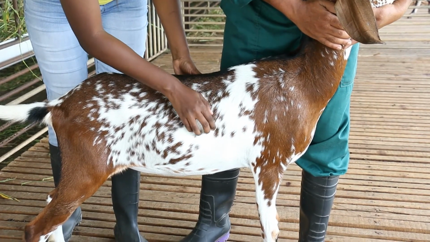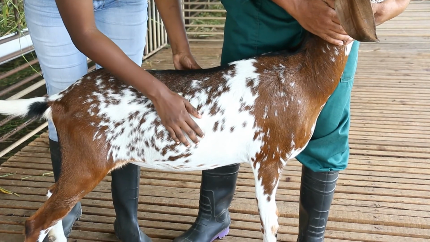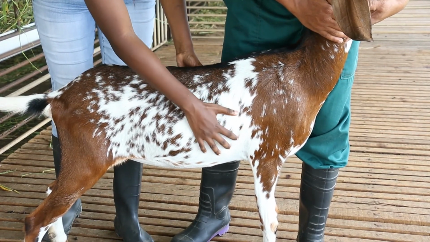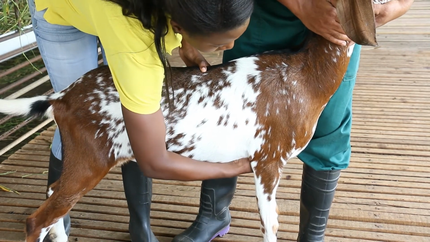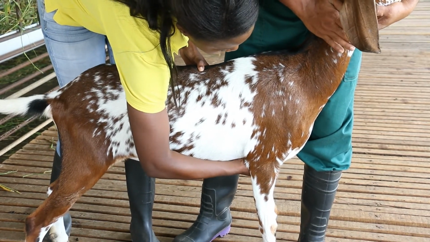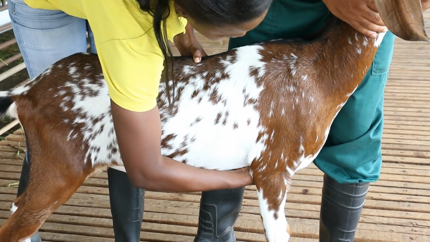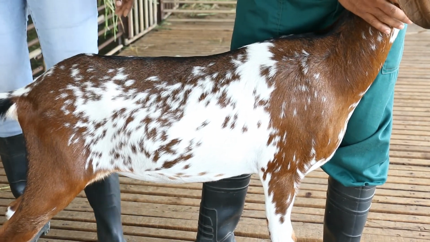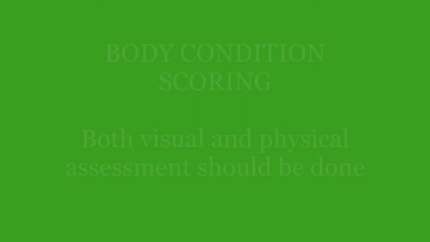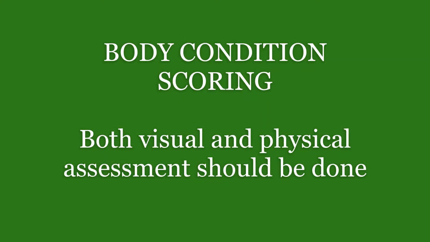The ribs are located in the area behind the front leg. Use the fingertips to gauge the amount of fat covering the rib cage. On the sternum, the breastbone area, feel for sternal fat. You can determine the size of the fat pad by grasping between the thumb and forefinger. For body condition scoring, both visual and physical assessment should be done.